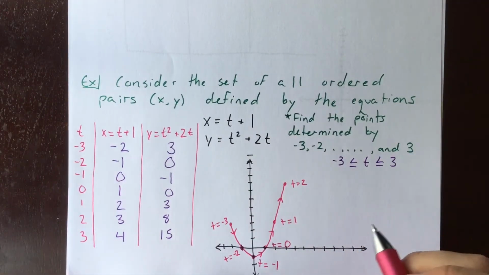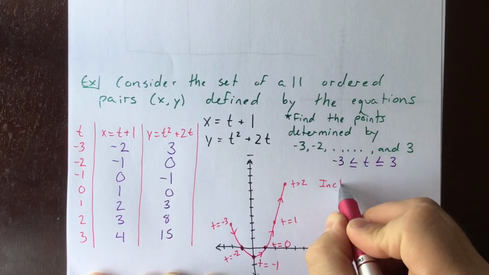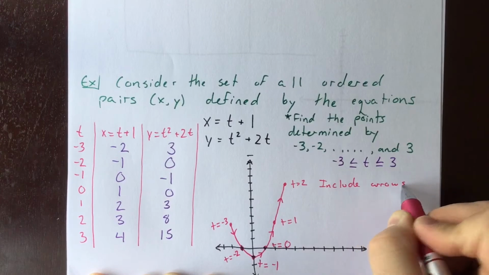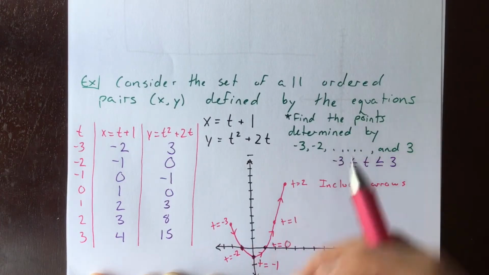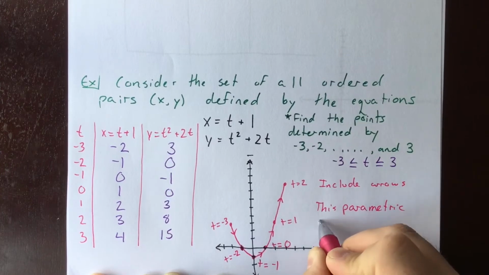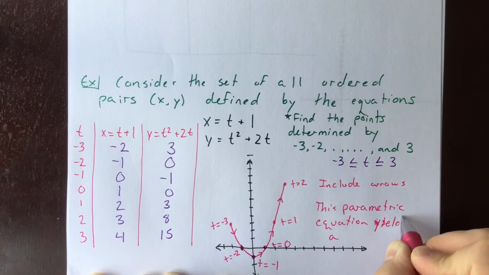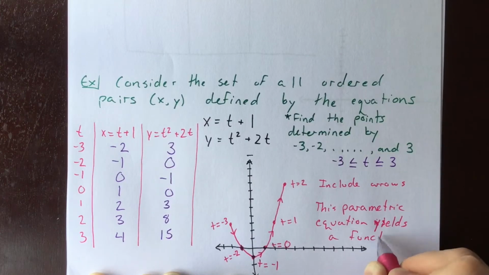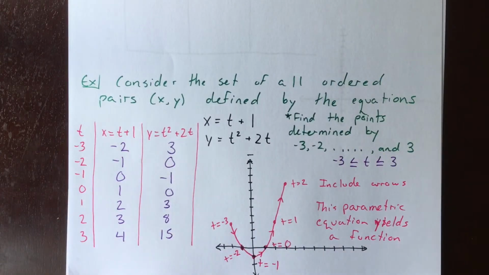So we have here what appears to be a parabola, so I'm going to include arrows. And then also it's a function. We know what a function looks like, how we determine if it's a function. So this parametric equation is a function, or I should say yields a function. Because we don't want to say the parametric equation is a function, it yields a function. All right. Now, we're just going to continue practicing.